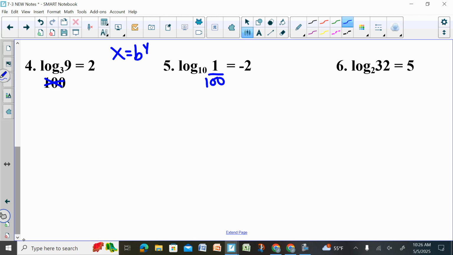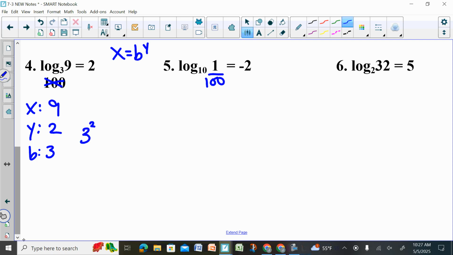Okay, if you need to, you write your x, your y, and your b. And so I know my base here is 3, and then the x, so that's your 9, equals the y value 2. And so what we're going to write is I'm going to take my base 3, raise it to the second power, to the y power. Remember, it's the inverse, and it should equal 9. And that's a true statement. 3 squared equals 9. So if you had those in any other form, it would not make sense.